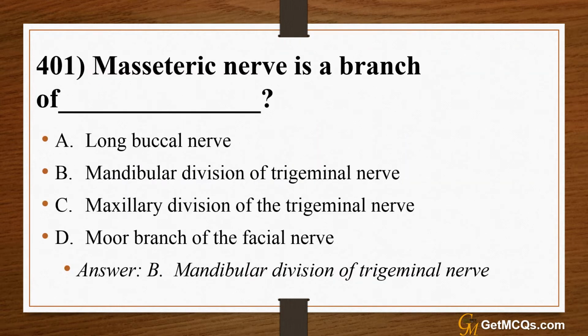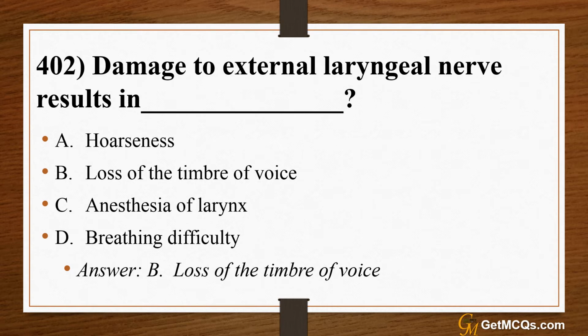401. Masseteric nerve is a branch of? Answer: B. Mandibular division of trigeminal nerve. 402. Damage to external laryngeal nerve results in? Answer: B. Loss of the timbre of voice.